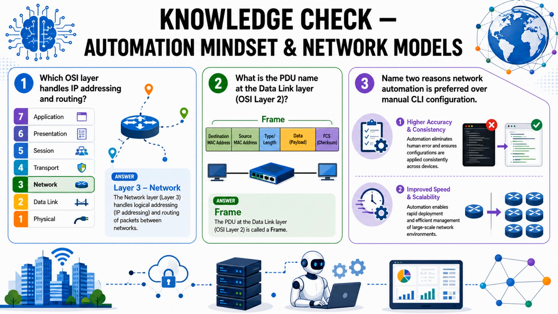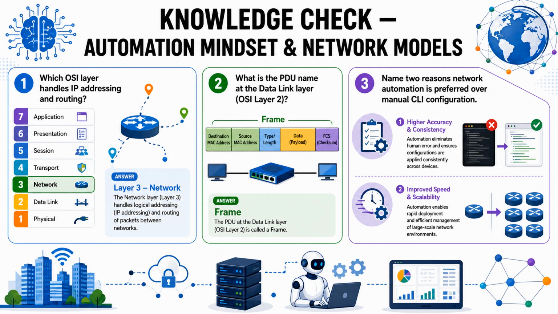Second question, what is the PDU name at the data link layer, OSI layer 2? That's a frame. Bits arrive at layer 1 and get organized into structured frames at layer 2. Each frame has a destination MAC address, a source MAC address, the payload, and a frame check sequence for error detection. VLANs and 802.1Q tags also live inside the layer 2 frame.